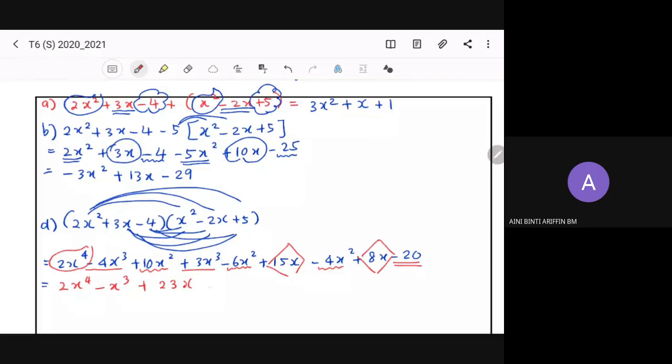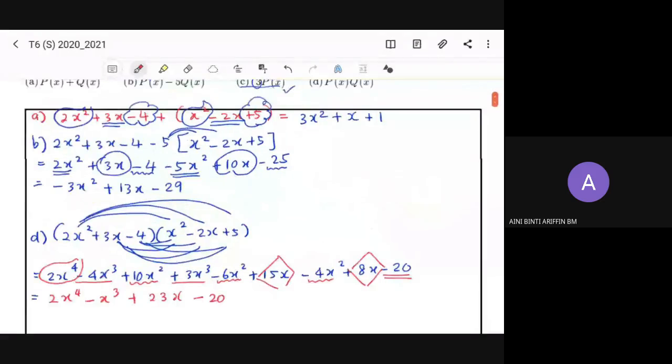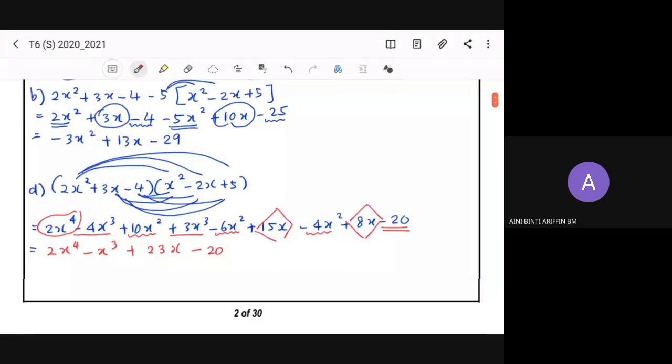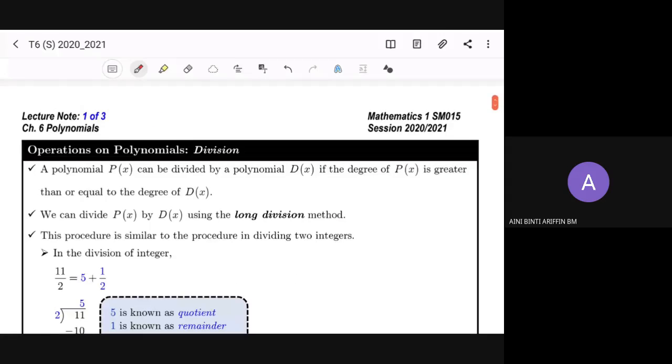So minus 20. Okay, so for multiplication, we need to expand one by one, term by term, and collect the coefficient, the x of the same power. Yeah? Okay, so we have finished the addition, subtraction, and multiplication. Okay, the next operation is division.